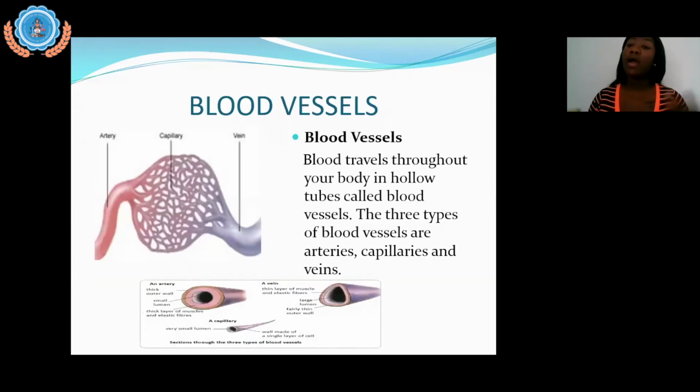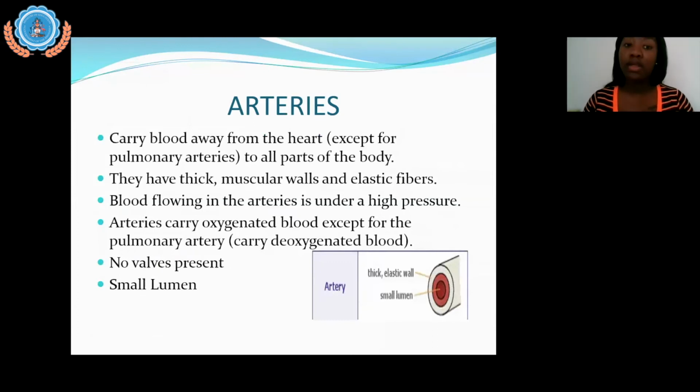So what are blood vessels? Blood vessels are the medium in which blood travels throughout your body in a hollow tube. The three types of blood vessels are arteries, capillaries, and veins. So the first one is arteries. Arteries carry blood from the heart, except for the pulmonary artery, to all parts of the body.